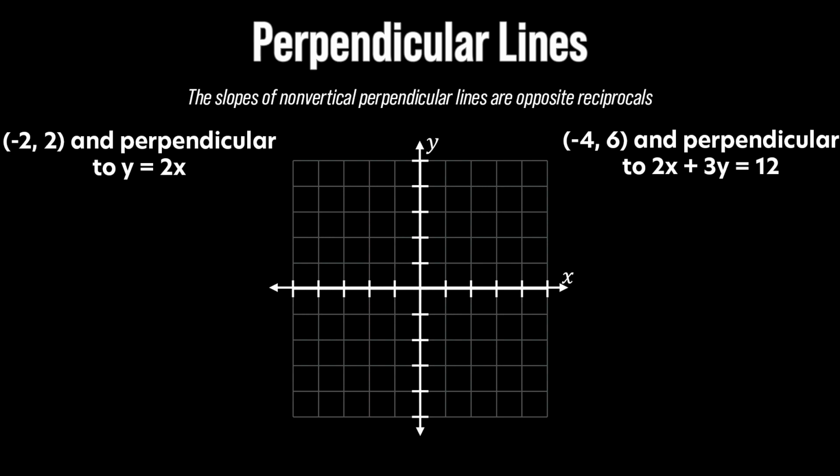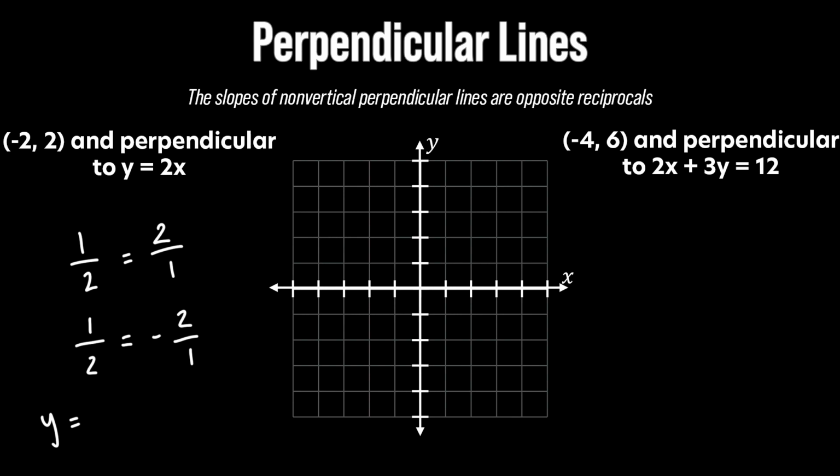So the reciprocal of 1/2, for example, is going to be 2 over 1. We flip the numerator and denominator, and that's a reciprocal. An opposite reciprocal means the opposite reciprocal of 1/2 is negative 2 over 1.